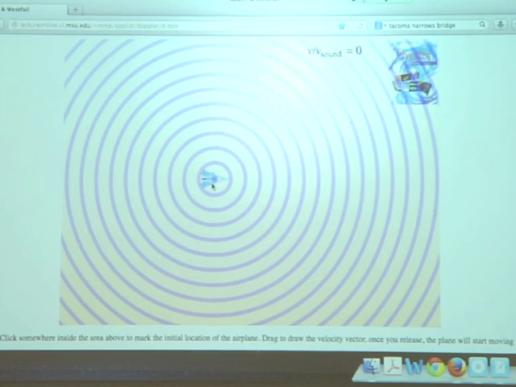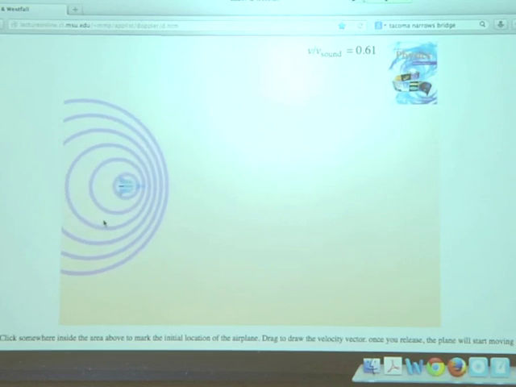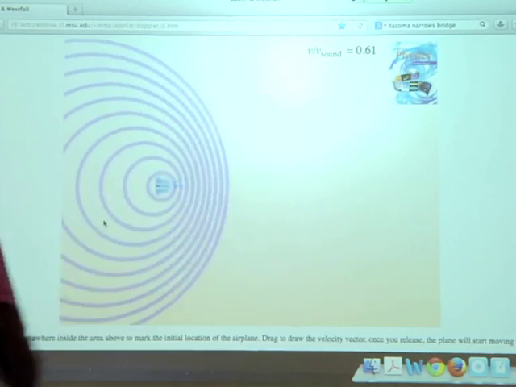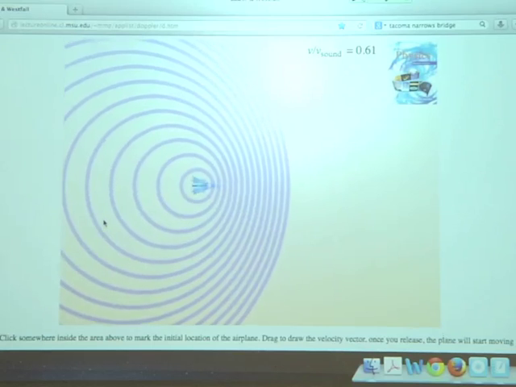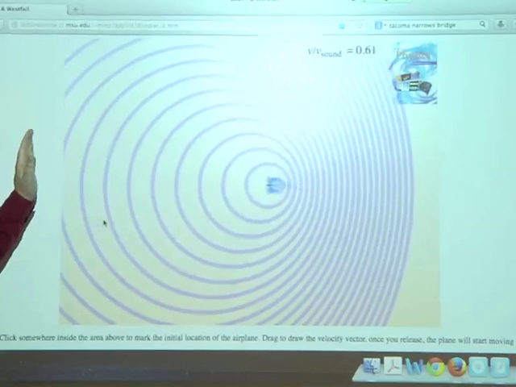But now what happens if I give this object a velocity? The sound will be compressed. And so if I go here, now I can give it a velocity. Basically the numbers up there are the relative velocity compared to the speed of sound. That's what those numbers represent. So now you notice that on the front edge of this, my waves are being compressed. And then behind it, the waves have a chance to spread out.